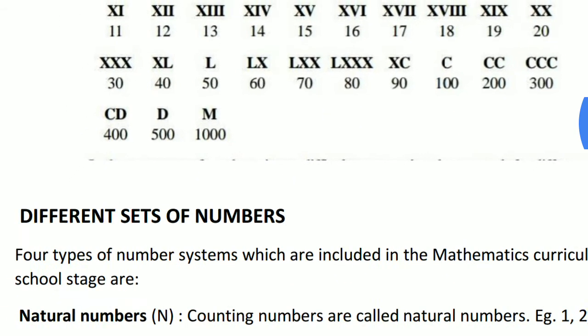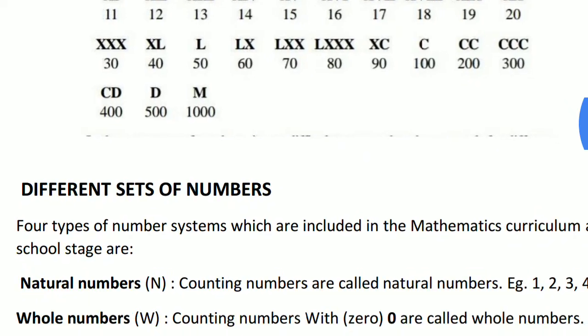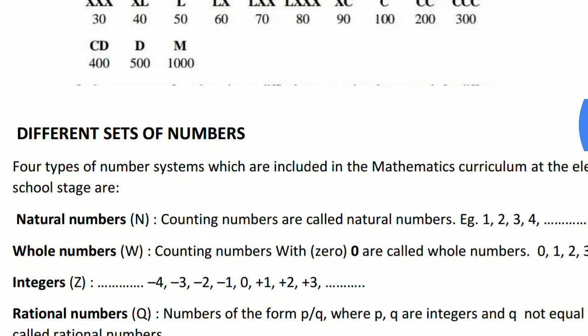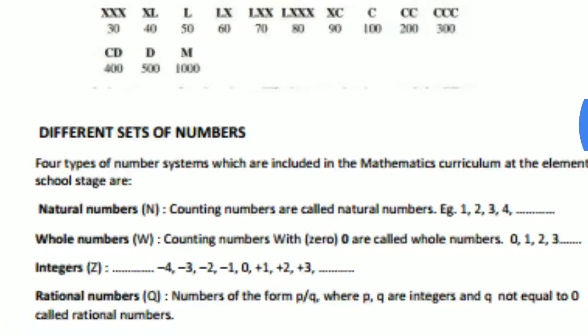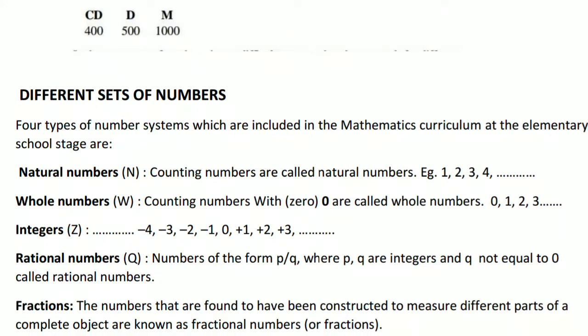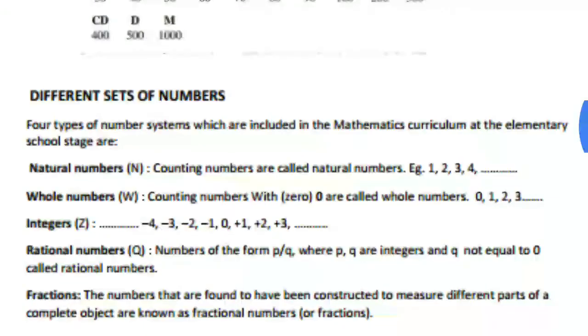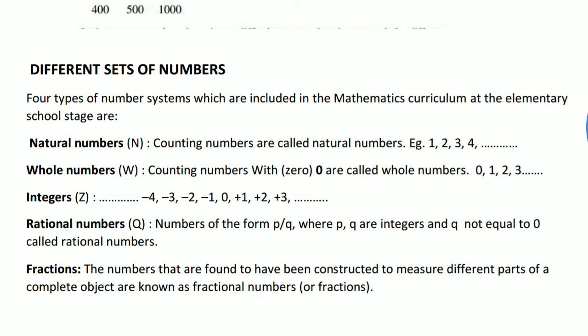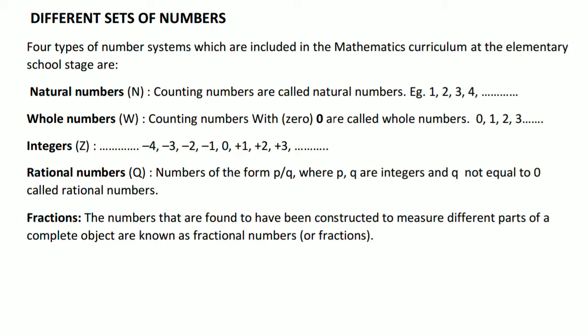Then different sets of numbers. What are the different sets of numbers that are used in elementary education? So there are generally four types: natural numbers, whole numbers, integers, rational numbers. These are the four types. Their definitions are given here.